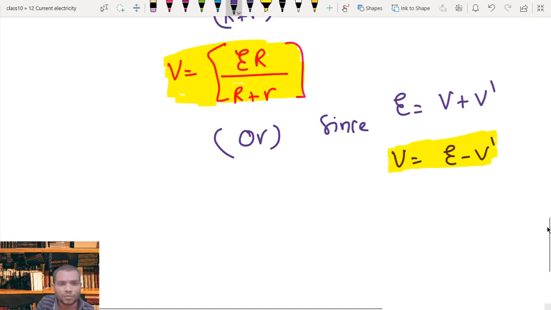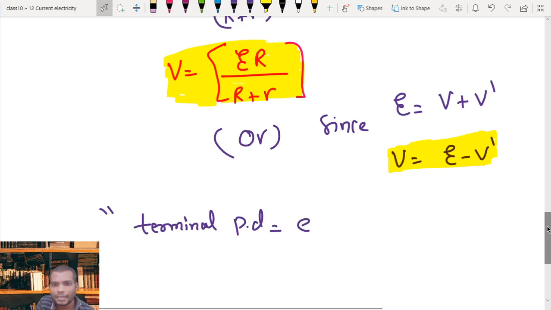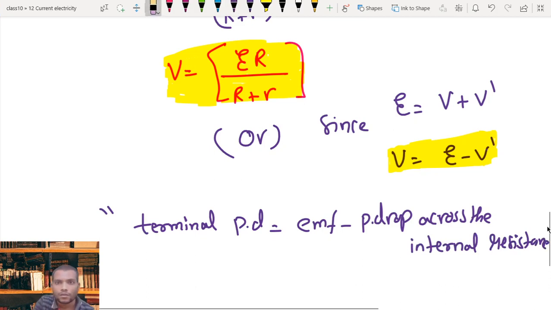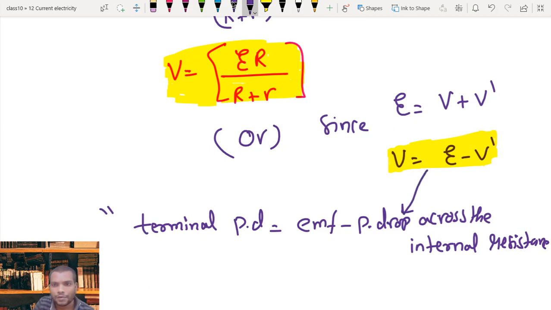I can write it in a simple equation form. From this mathematical equation, terminal potential difference equals EMF minus the potential drop across the internal resistance. Here V dash is nothing but the potential drop across the internal resistance. So this is one more definition for the terminal potential difference.